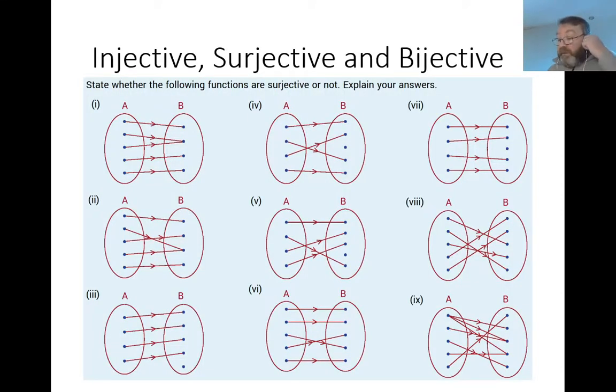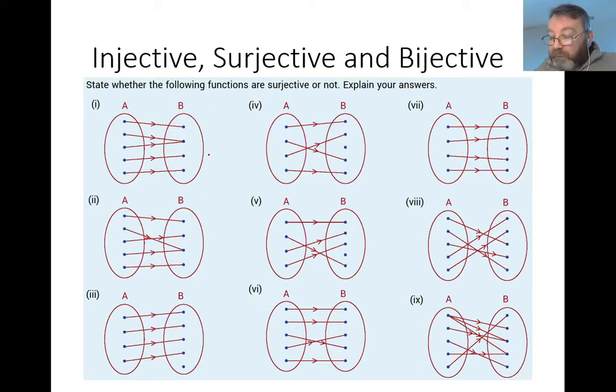Okay, so let's take a look at these. I'm going to go through these with you very quickly and see, can we throw these into the category of being injective, surjective, or not? Okay, so down here, state whether the following functions are surjective or not. So we want to look for the ones that are surjective first of all. What does surjective mean? Surjective means all the elements of your codomain are used. It's the simplest way to do it. Surjective, all the elements of the codomain are used.